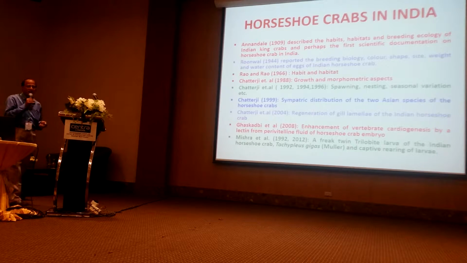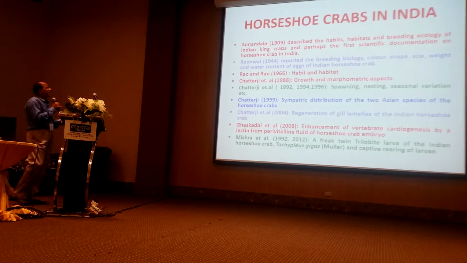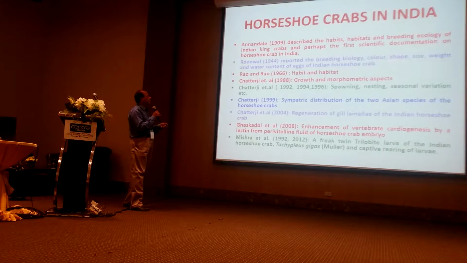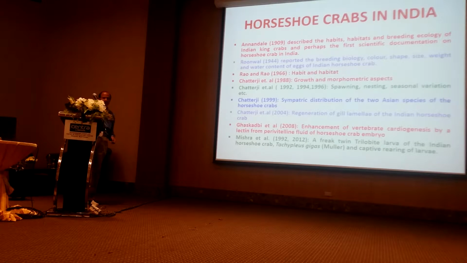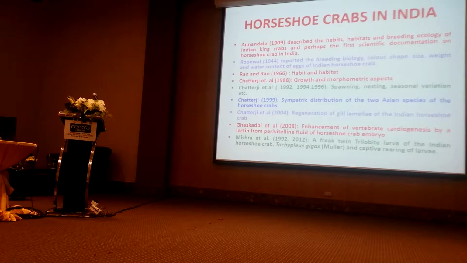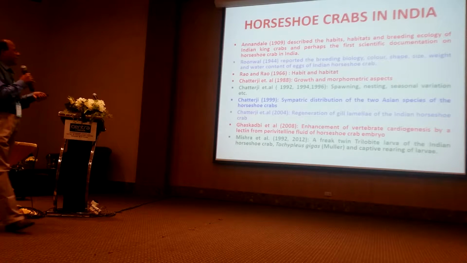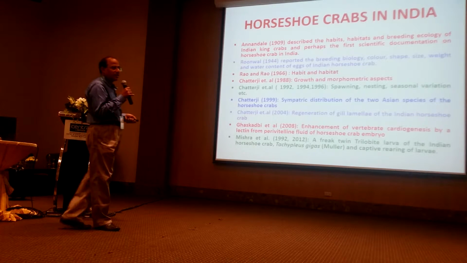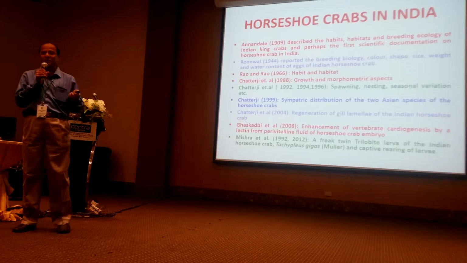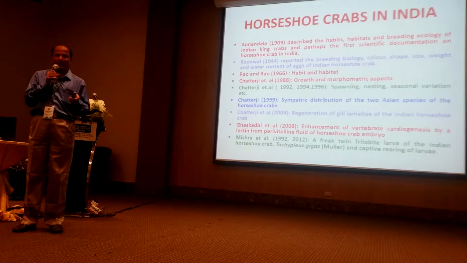And particularly in India, see, Annandale, 1909, described the habitats, breeding ecology, and Indian king crabs, and gave the first scientific documents on the horseshoe crab in India. But interestingly, if you go through this particular article, he has written about the horseshoe crabs named as Moluccanus, their existence since a long time on the Indian coast, but there is no scientific documentation on that.